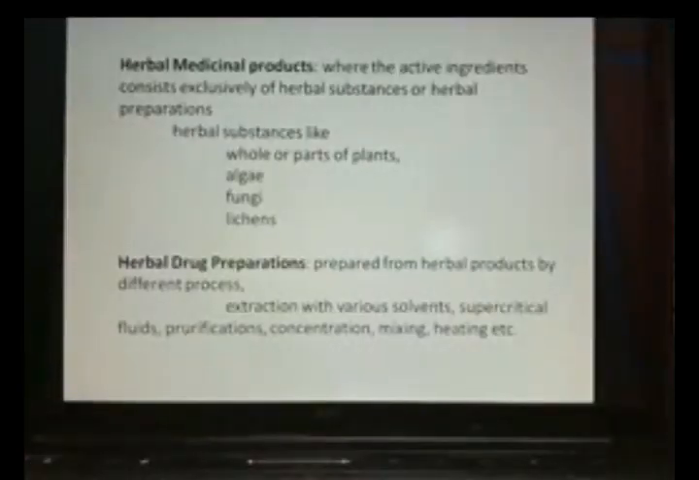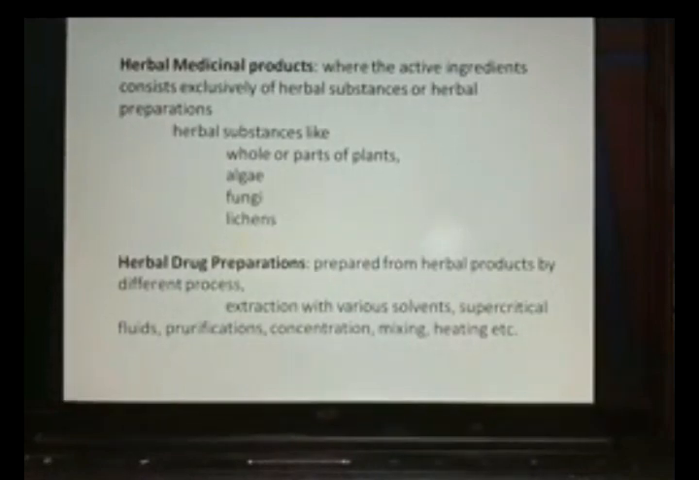Next is herbal medicinal products. These are the medicinal products or the herbal products which are obtained from the plants or the herbs, and they act as active ingredients in the preparation of herbal formulations. They are mainly obtained from herbal substances or herbal preparations such as whole plant, part of plants, algae, fungi, lichens.